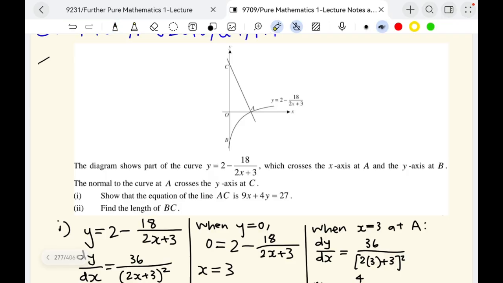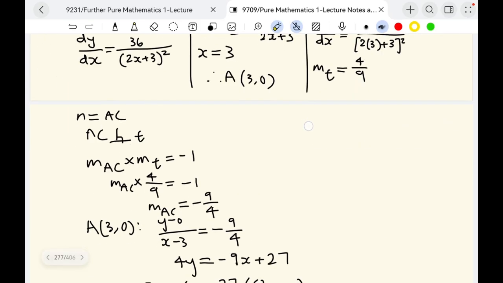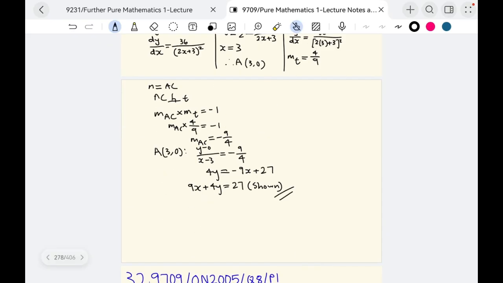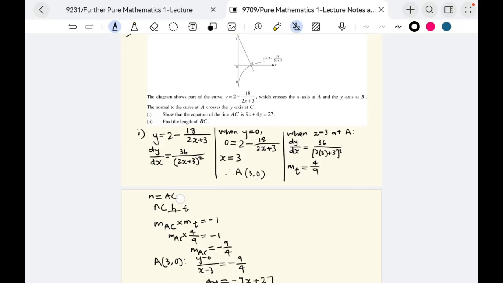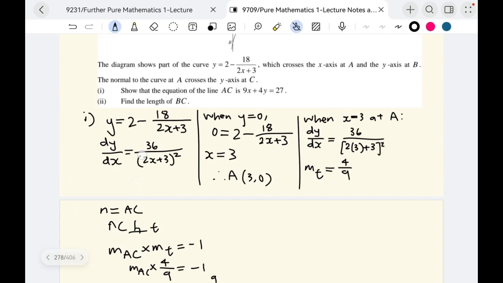Okay, now part B. Find the length of the BC. So how to get the length of the BC, or the distance of the BC? This distance. Okay. So it's just basically the intersection points without involving the differentiations. Okay. So label here as the second part. You can write when x equals 0, what is the y coordinate of it?